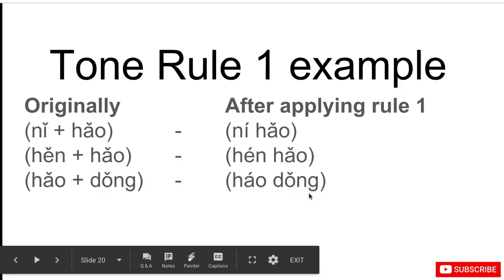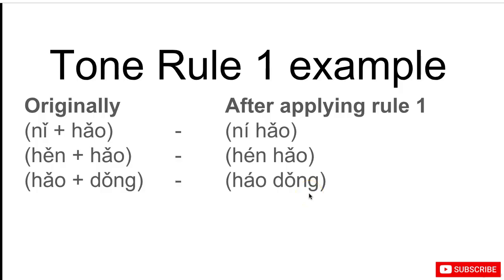Alright, here is a quick recap of what we did in the last video. In the last video, we looked at the first tone rule, and we said that whenever two third tones are following each other, the first third tone changes to the second tone. And we gave an example with this. And we said that even though it is written this way in pinyin, when you want to pronounce it, you convert the first one to the second tone. Instead of calling it ni hao, you call it ni hao.